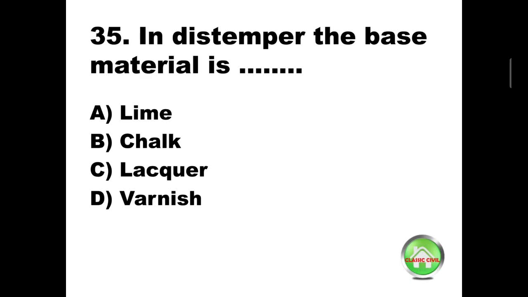Question number 35. In distemper, the base material is dash. Option A, lime. Option B, chalk. Option C, lacquer. Option D, varnish. Answer is option B, chalk.